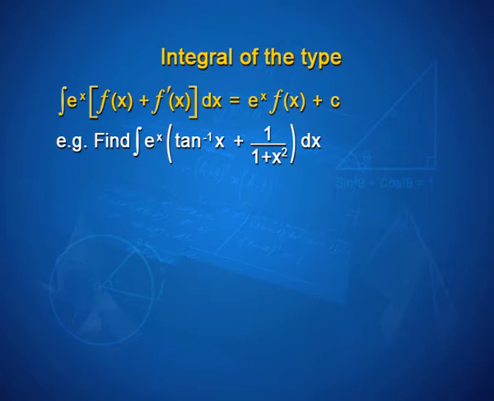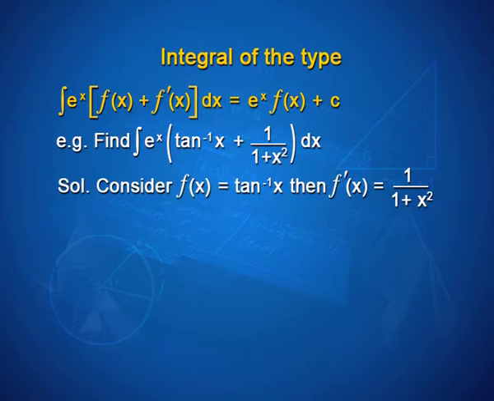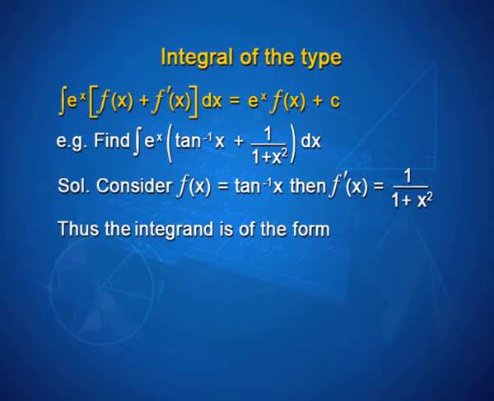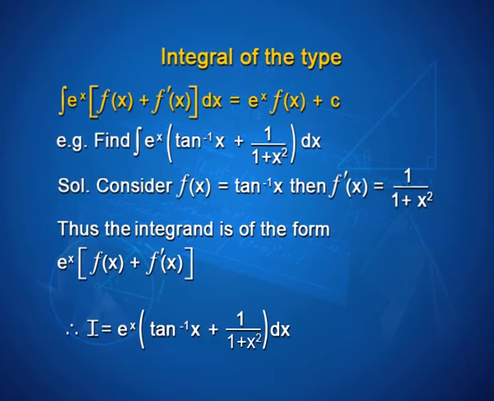Find the integral e to the power x into (tan inverse x plus 1 upon 1 plus x square) dx. Consider f of x is equal to tan inverse x, then f dash x is equal to 1 upon 1 plus x square. Thus, the integrand is of the form e to the power x into (f of x plus f dash x). Therefore, the integral can be simplified as e to the power x tan inverse x plus c.